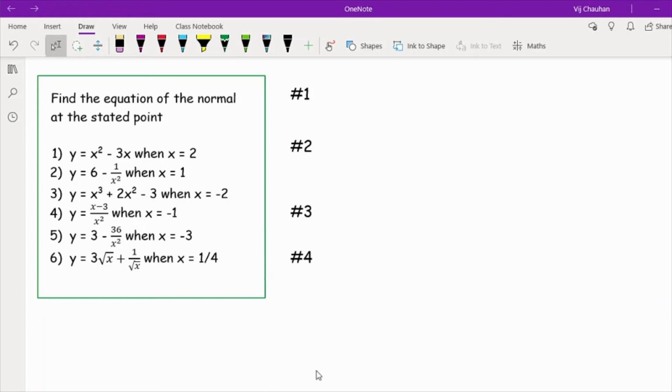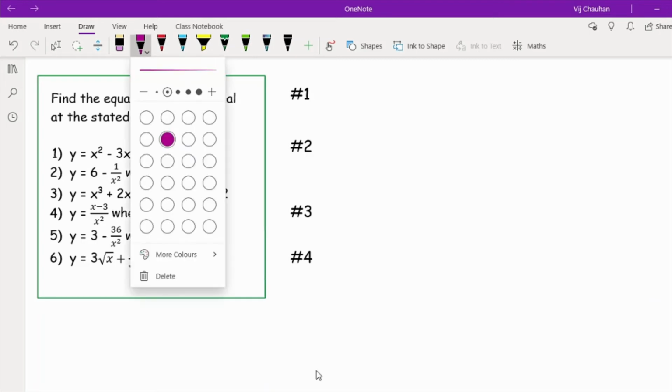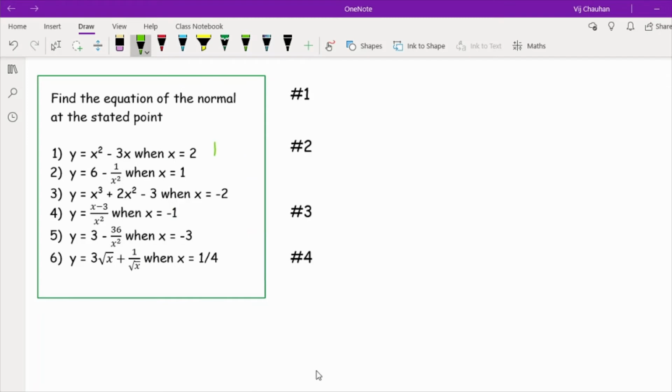So getting started then, let's start off by picking one particular colour so we can differentiate between the questions. So let's start with green. So with question 1, as you can see in the original equation we've got no fractions, so I can go straight on to working out what my dy over dx is going to be, which in this case is going to be 2x minus 3.